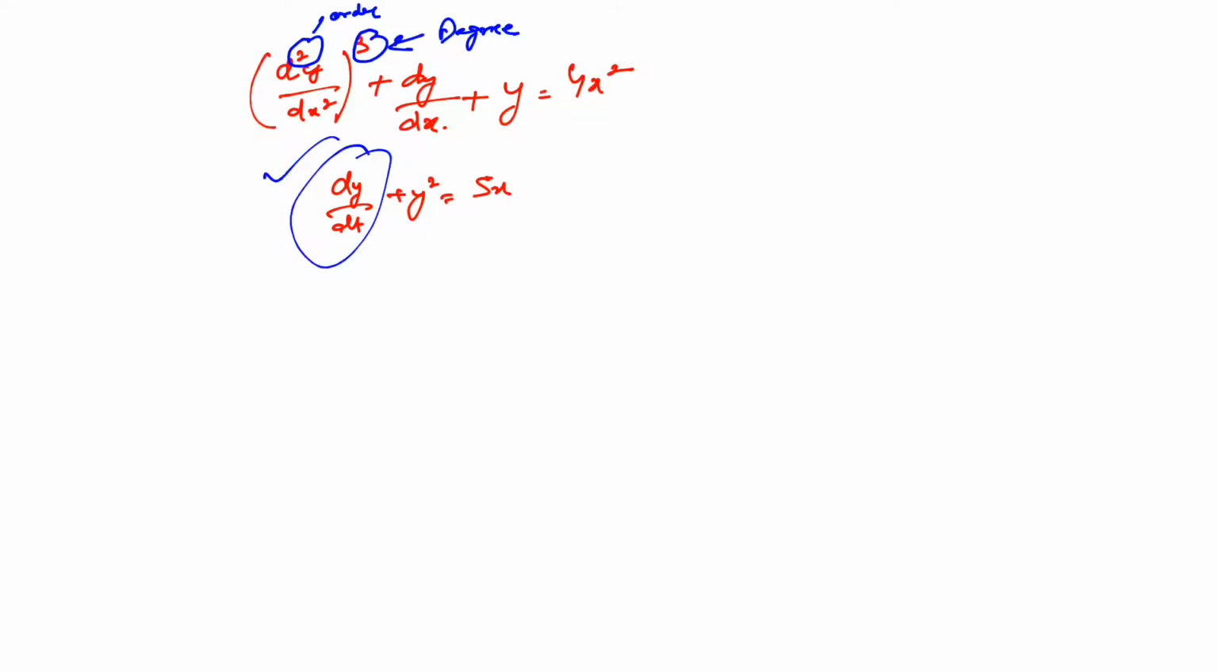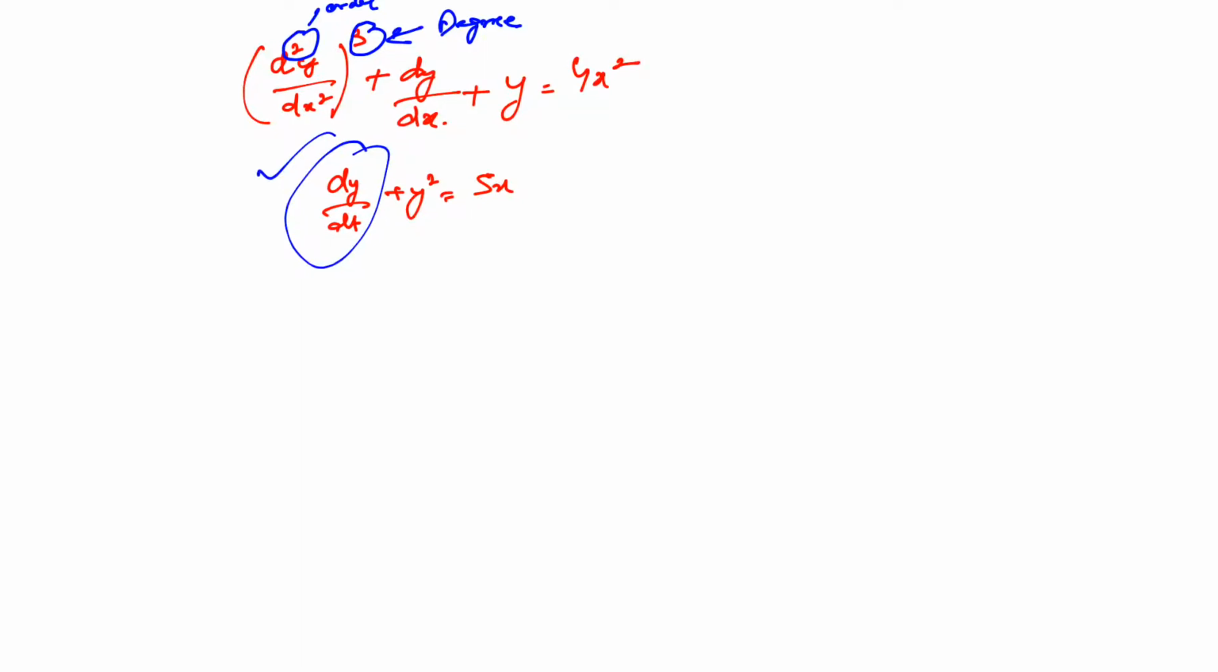Now let us take another example, that is, d cube y by dx cube plus dy by dx plus y equals e to the power x. In this case, what is the order of the differential equation? So in this case the order of the differential equation is 3.